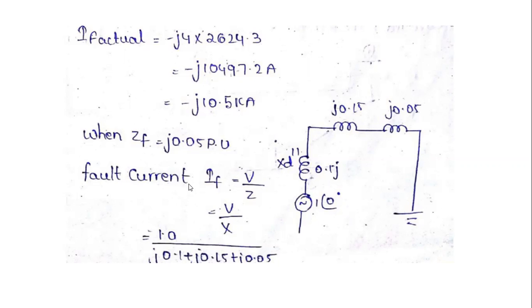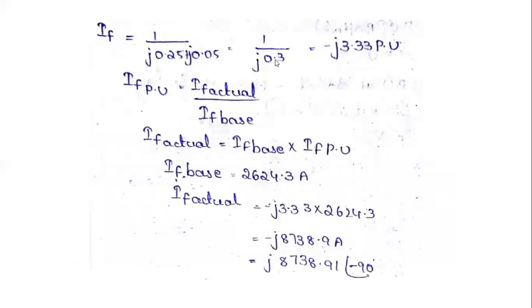And we calculate the fault current IF equal to V by Z. What is V? V is 1 at an angle of 0. V by Z, where Z is the X. First 0.1 plus 0.15 plus 0.05. We are adding all the reactance values. This is the generator reactance, this is the transmission reactance, and this is the fault reactance. After that we calculate the IF current.